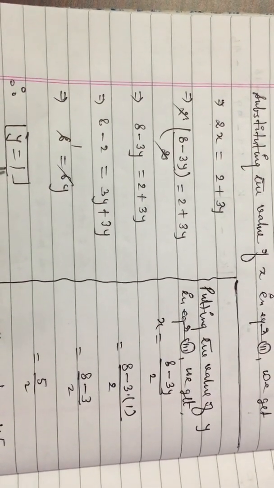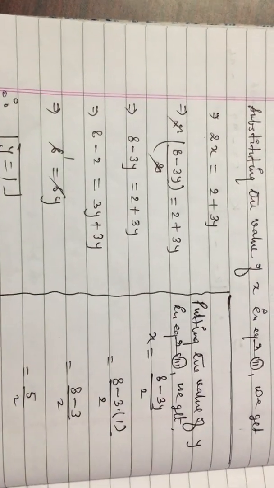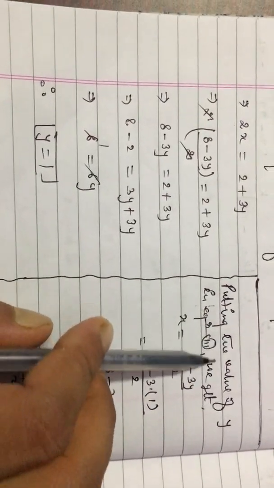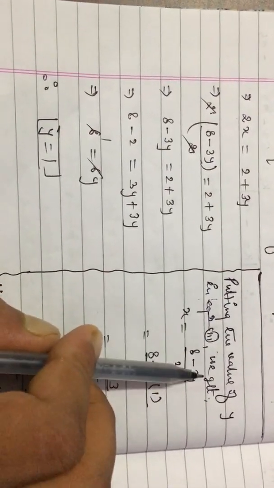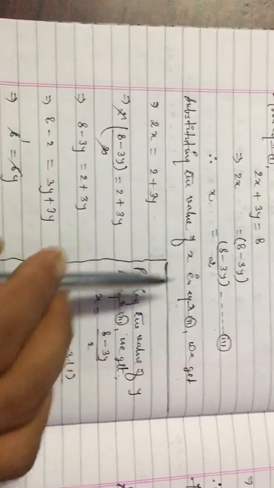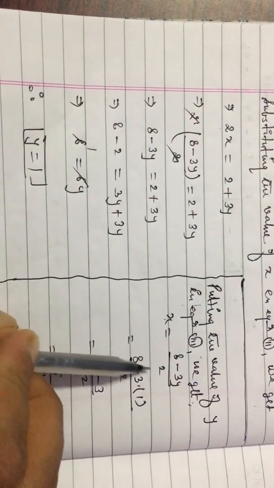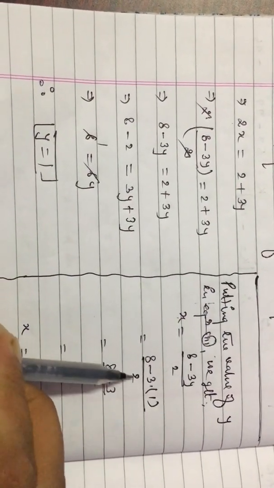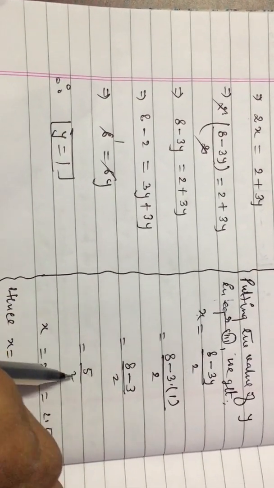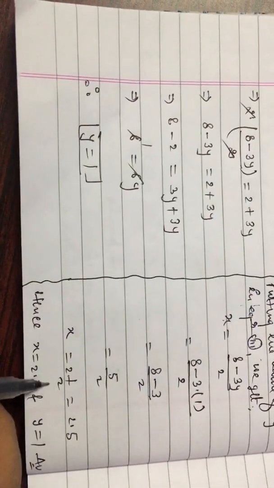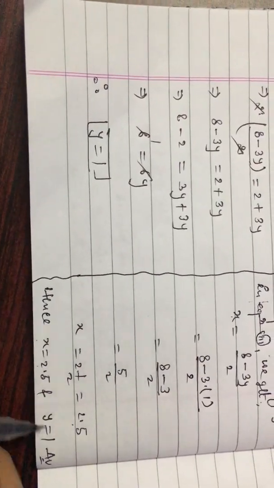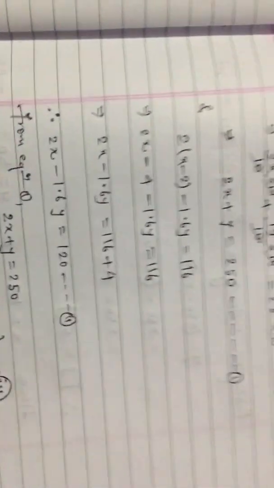Now substitute this value of y in either equation 1, 2 or 3. Putting the value of y in equation number 3, x is equal to (8 minus 3y) by 2, which is (8 minus 3 into 1) divided by 2. 8 minus 3 is 5 by 2, that is 2 and 1 by 2 or 2.5. Hence x is equal to 2.5 and y is equal to 1. Now see one more problem from the same exercise.